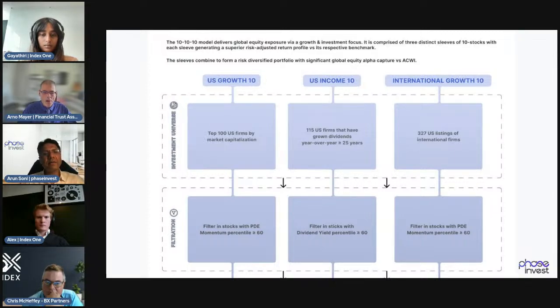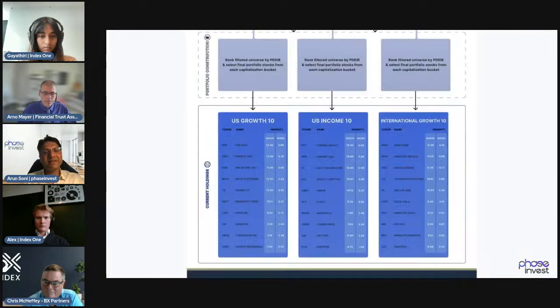And the second step is the filtration of the universe. So in the growth, we filter in stocks with a PDE momentum percentile of 60 or above. For the income, we filter in all stocks that have a dividend yield in the top 40 percentile of the universe. And again, for the international, it's the top 40 percentile by momentum. Next slide, please. And then comes the portfolio construction.